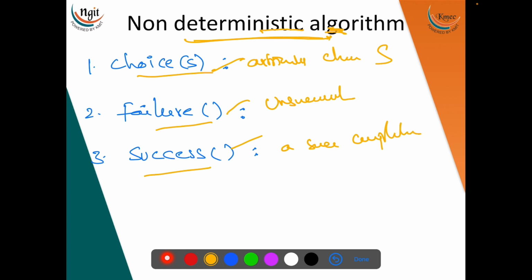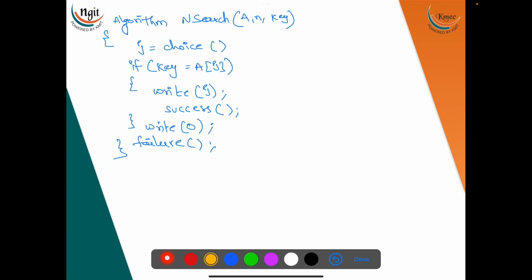Now, let us take one example to understand what a non-deterministic algorithm is. We'll take an algorithm, n search, with parameters a, n, key. Basically, we have two searching techniques, linear search and binary search. Linear search computing time is big O of n. Binary search computing time is big O of log n. Now, we will seek the best computing algorithm, correct?